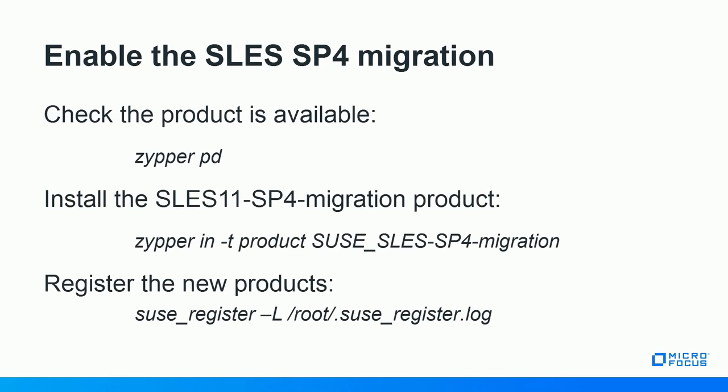The first key component to the upgrade is to make sure that we have access to the SLES 11 SP4 repositories. In order to get access to them, we have to install the SLES 11 SP4 migration product. These are the commands that are used to validate that the product is available to us, to install the product, and then to re-register ourselves and make those repositories available to our OES server.